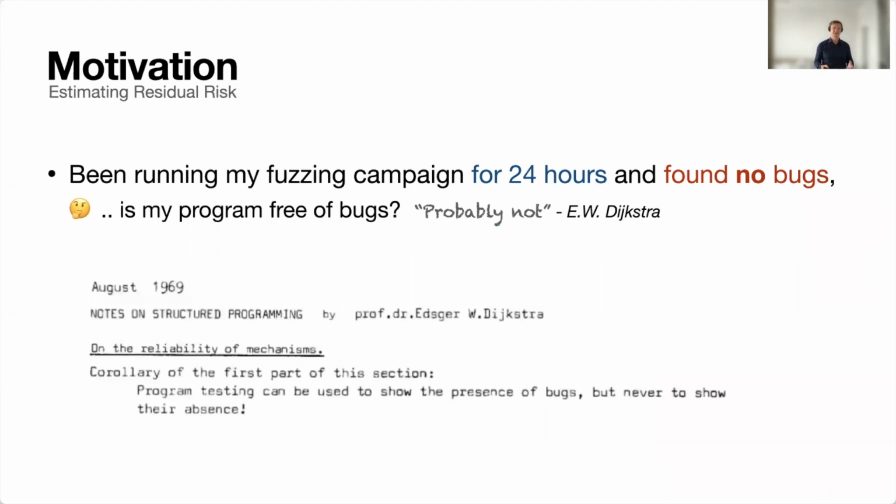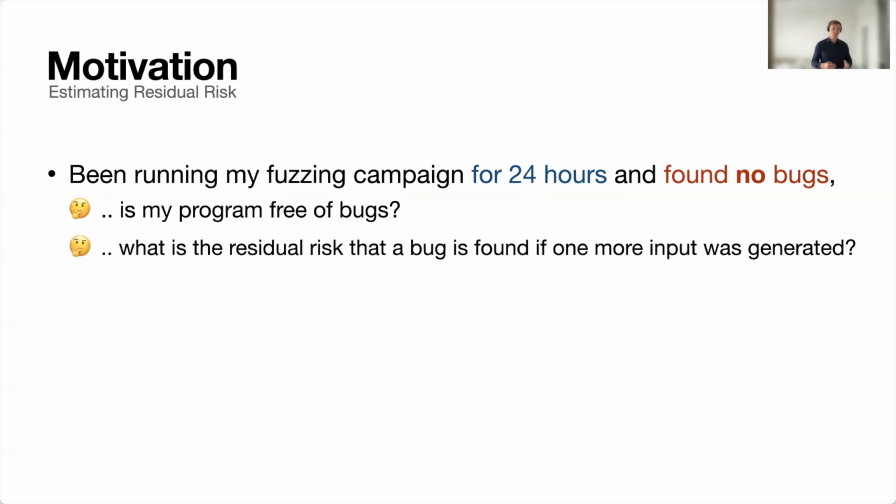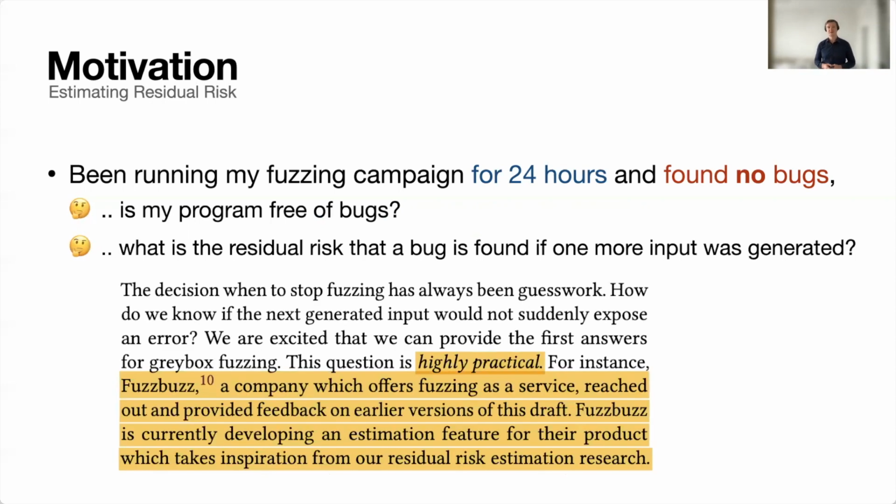So what is residual risk and why do we need to estimate it? Suppose you've been running your fuzzing campaign for a very long time and you haven't found any bugs. Now you can obviously not say that there are no bugs, but maybe you can get some kind of assurances that if you continue your campaign, you might find a bug. What is the probability that a bug is found if just one more input was generated? Can we estimate that?